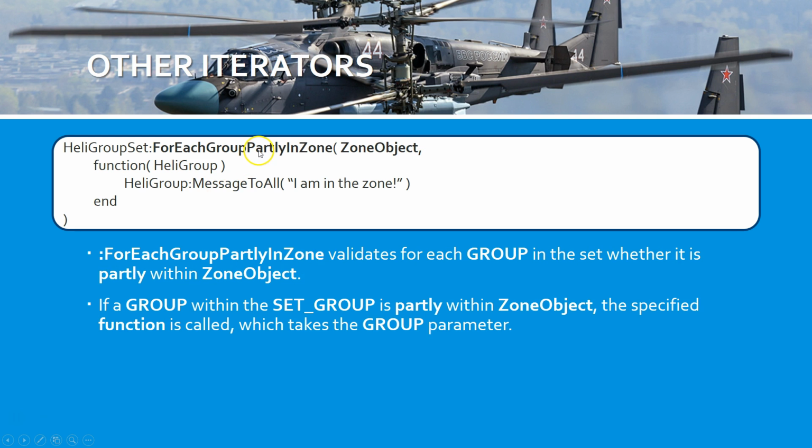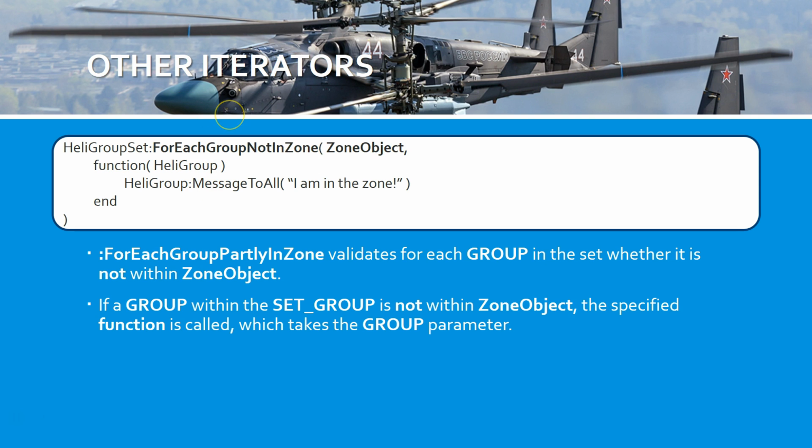Another iterator is partly in a zone. So if a group in the set is partly within the zone specified by zone object, then the heli_group function will be called. Or not in the zone. Same thing. If the group from the set is not within the zone specified by a zone object, then this function will be called.